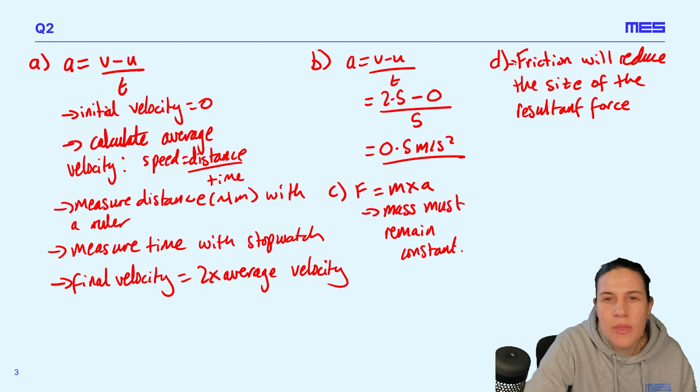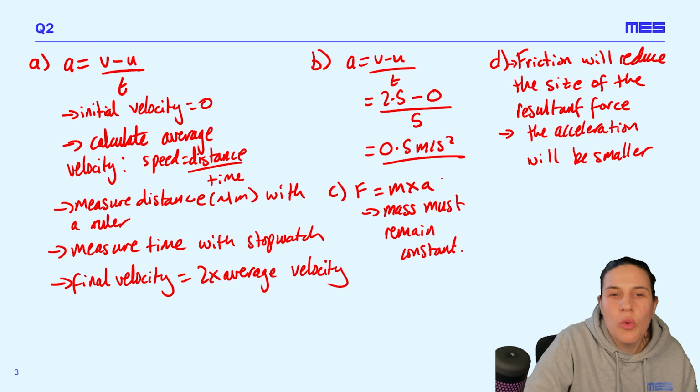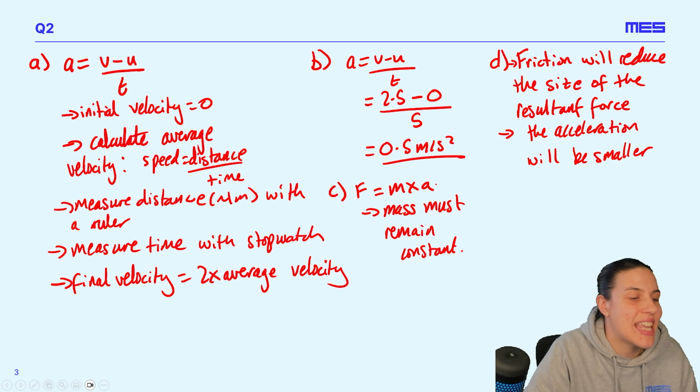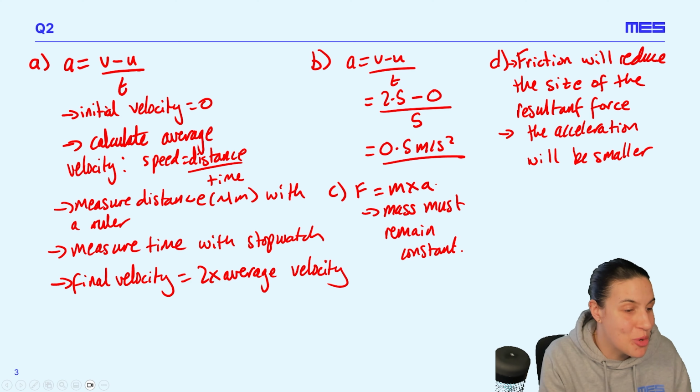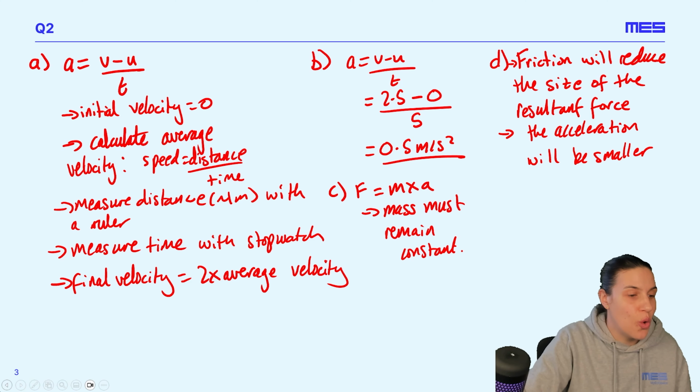Resultant force. So what will happen? The acceleration will be smaller. So if you look here, we've got F equals ma. If the resultant force is smaller, then the acceleration is also going to be smaller. So that's how we're going to answer a question on Newton's second law.